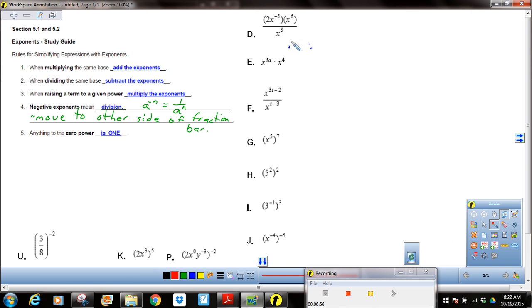Okay, we'll continue with D. This has multiplying, so the 2 is just a coefficient. The x to the -5th times x to the 6th. The rule for multiplying is you add the exponents. -5 plus 6 is +1. So I have x to the 1st on top. And we have x to the 5th on bottom. Now this is dividing, so I will subtract the exponents. 1 minus 5 is -4. And because it has a negative exponent, I will write x to the 4th on bottom.